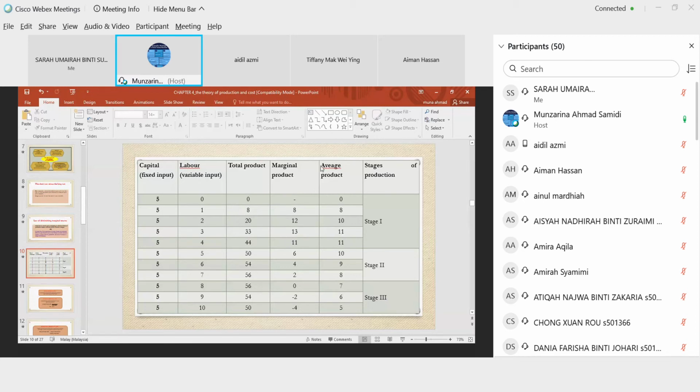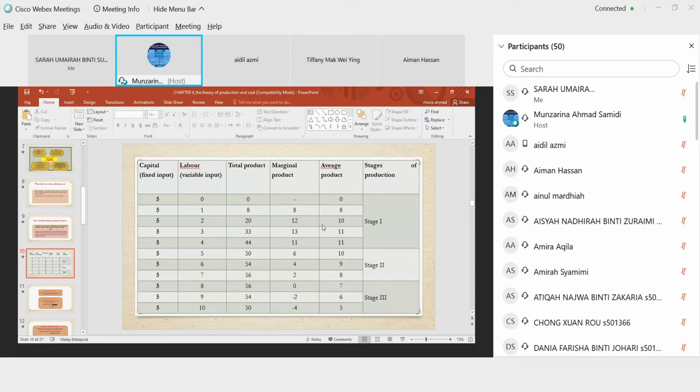How about the average? Average product means total product divided by the total number of labor. So the average product of the first labor is, of course, 8 divided by 1. When you have 2 labor, it's 20 divided by 2, which is 10. And when you have 3 labor, 33 divided by 3 is 11. And so on.